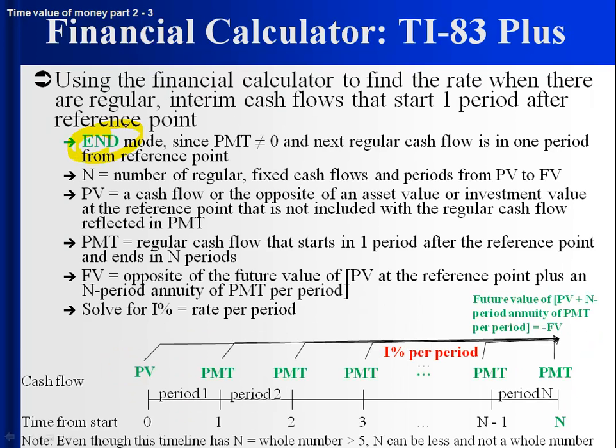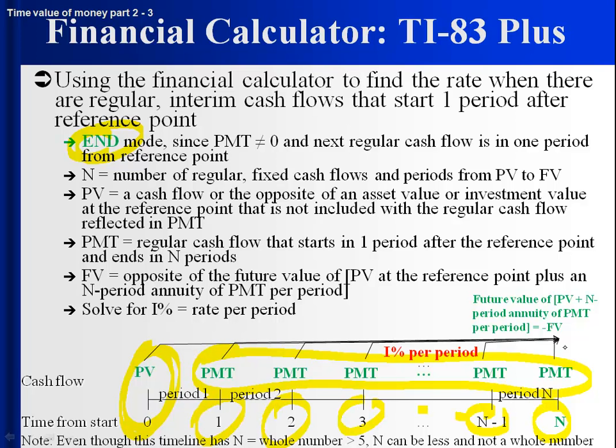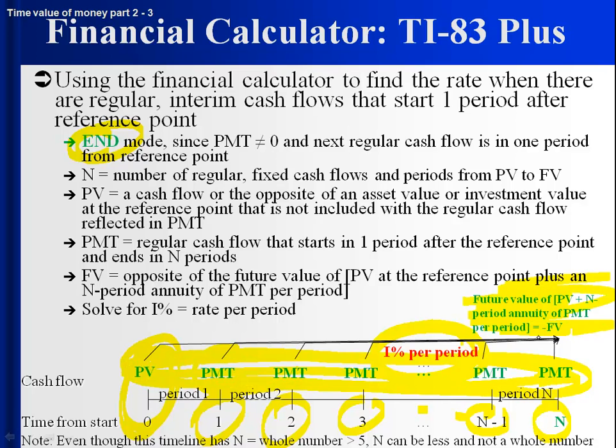End mode, very similar. Notice the PV is still at time zero. There's N payments. It's just that now they start in one period and therefore end in N periods. And so you make your last payment and you say, how much money do I have? And you have your future value, your target goal that you told the calculator, and we'll find the interest rate that you need such that these cash flows will get you to that future value.